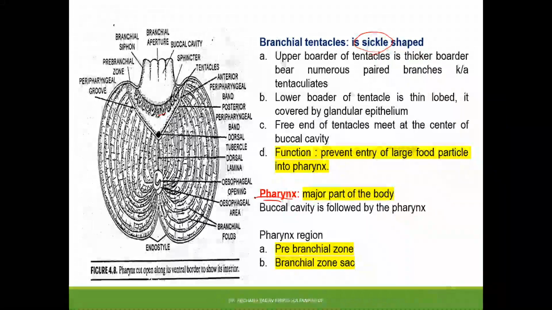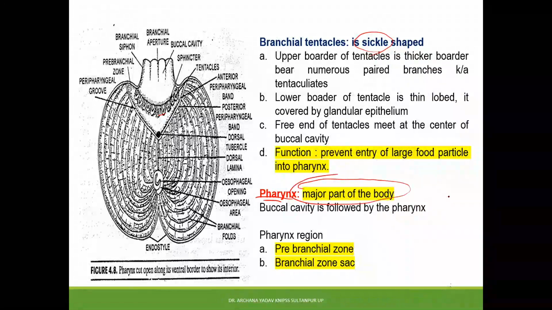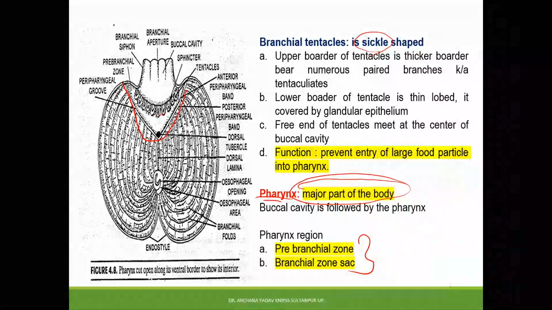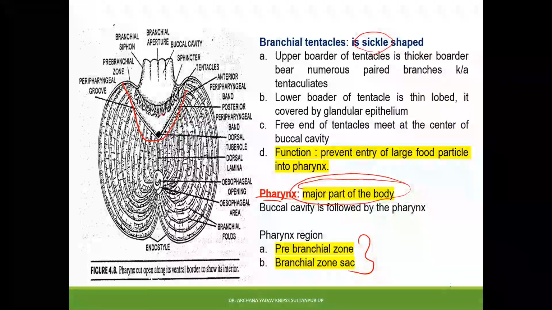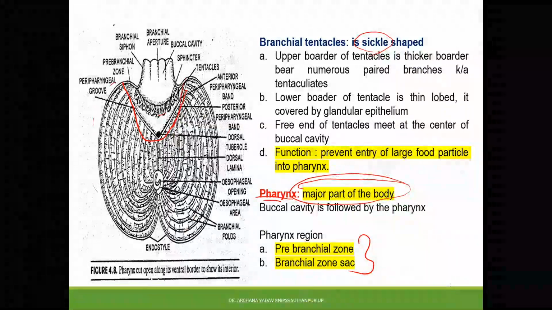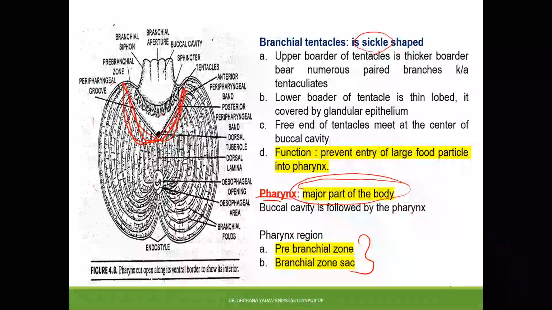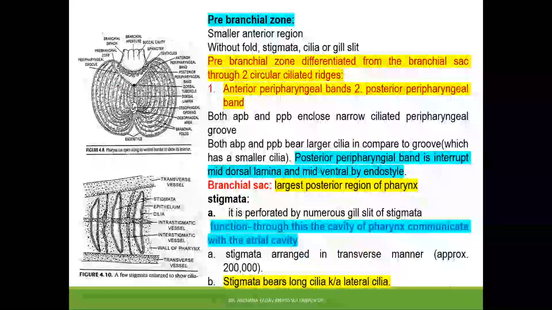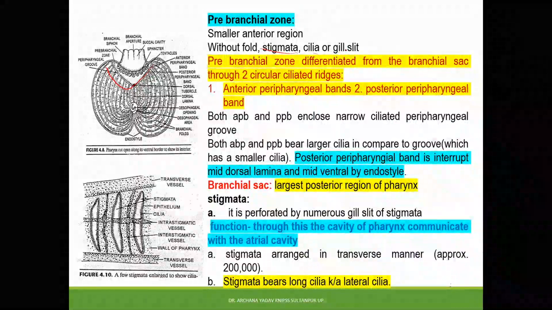Next is the pharynx. Pharynx is the larger portion of the body, or you can say the major part of the body. And pharynx has 2 regions. One is the prebranchial zone, and the second one is the branchial region. So this portion is known as the prebranchial zone. The prebranchial zone is the anterior smaller region, and it is without folds, stigmata, cilia or gill slits.